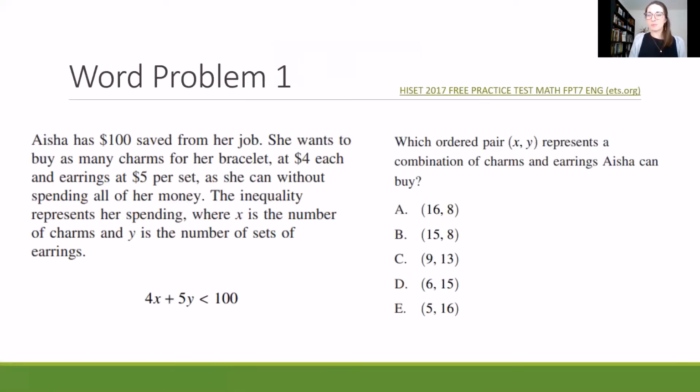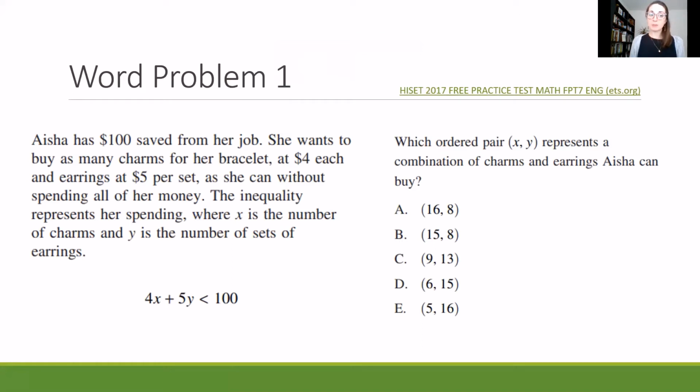So let's take a look at word problem 1. All of our word problems today come from the HiSET 2017 free practice test, FPT 7. So our first one says, Aisha has $100 saved from her job. She wants to buy as many charms for her bracelet at $4 each and earrings at $5 per set as she can without spending all of her money.